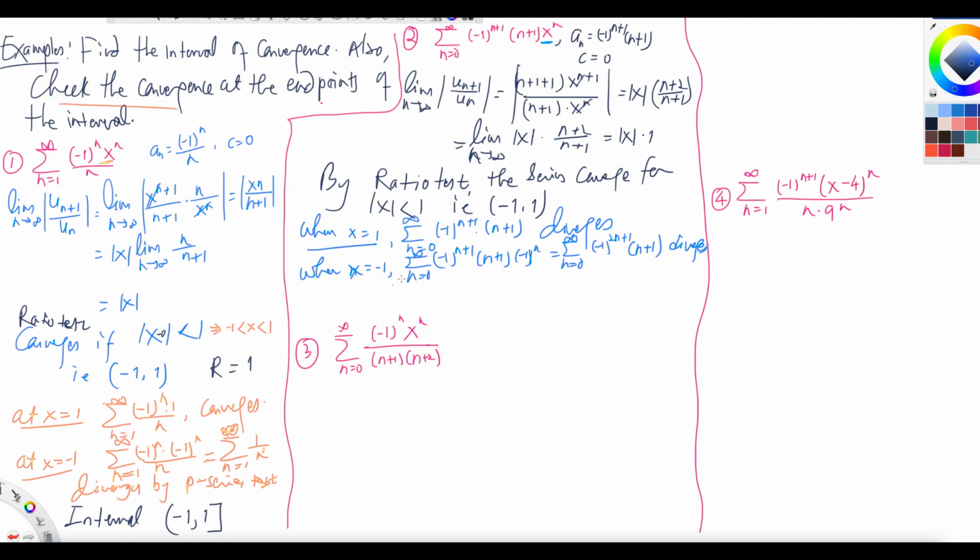So what is the interval of convergence then? The interval is just negative 1 to 1, because it diverges at both endpoints. Okay guys, so this is how you do it.